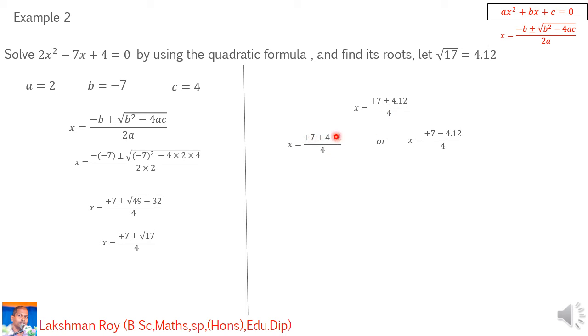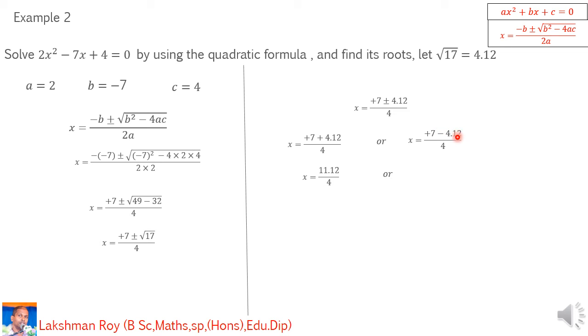So positive 7 and positive 4.12, both positive means you have to add, right? 7 plus 4.12, that means 7 should be added to 4, since this part has no decimal, then you get 11.12. Another part is here, you can see students, this is positive 7, this is negative 4.12, right? So this is positive, this is negative. If one number is positive and one number is negative, it means you have to subtract, right?